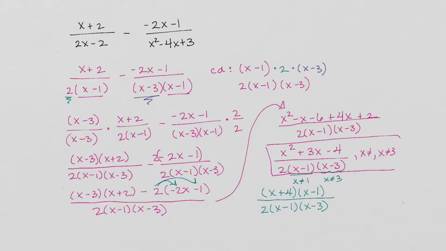And so then our common factors cancel out, and we end up with x plus 4 over 2 times x minus 3, and we still need to state our domain restrictions, so we say x cannot equal 1 and x cannot equal 3. And that's our answer.